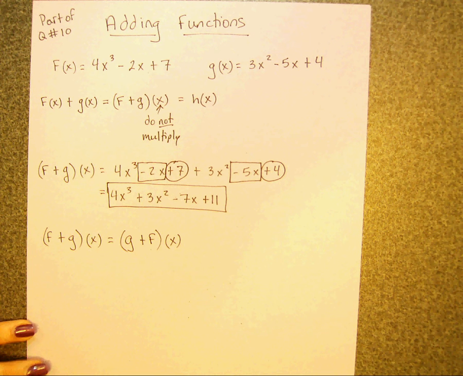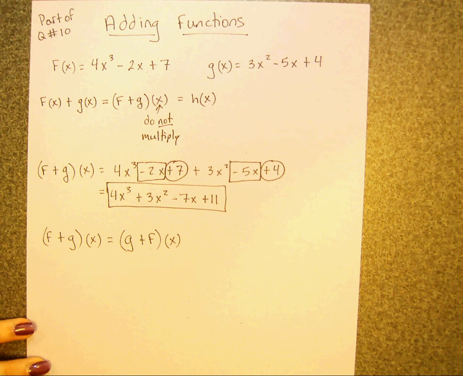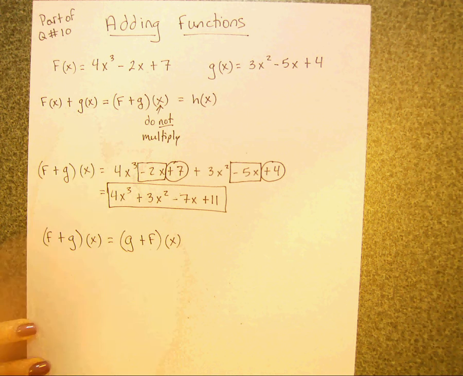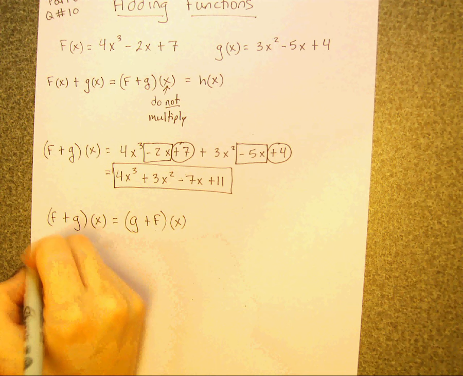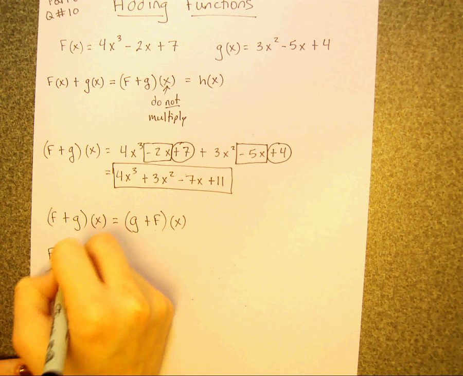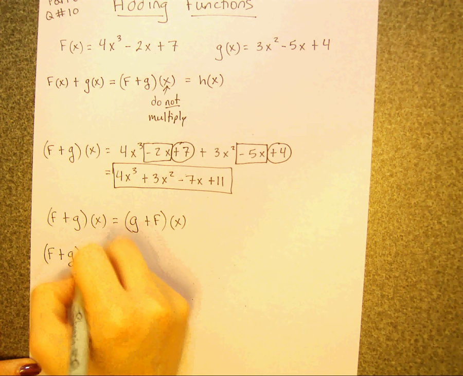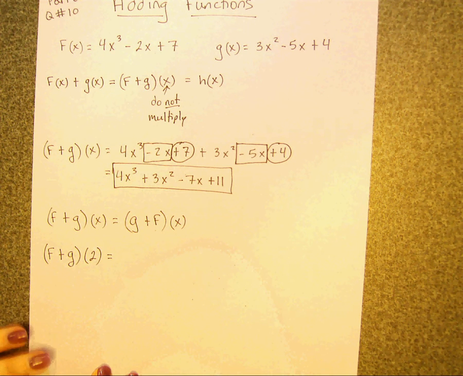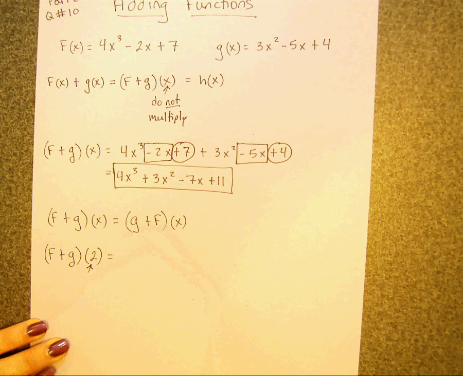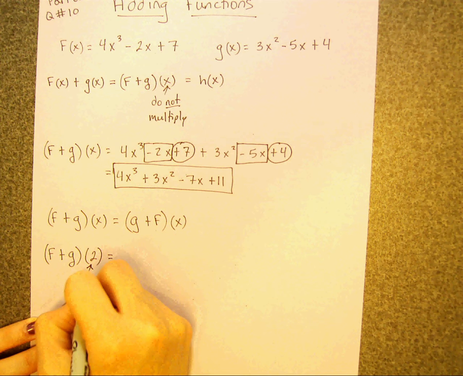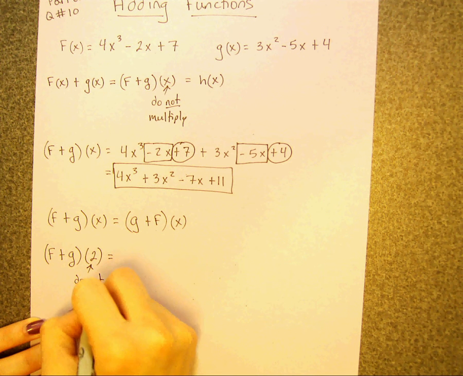And we've looked at evaluating functions at a certain point. So I could look at evaluating the sum of two functions together, and it works exactly the same way as evaluating just a single function at a certain point. So let's say I wanted to know what is f plus g of 2. Again, I am not multiplying by 2. This is the number that gets plugged in to my function. So do not multiply.